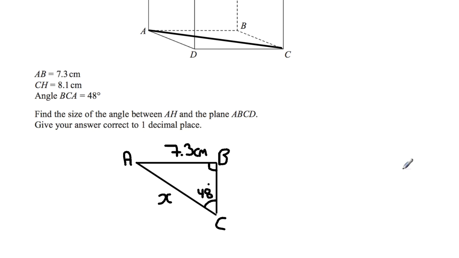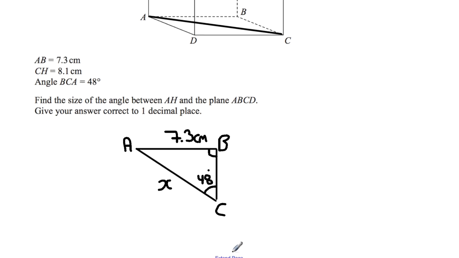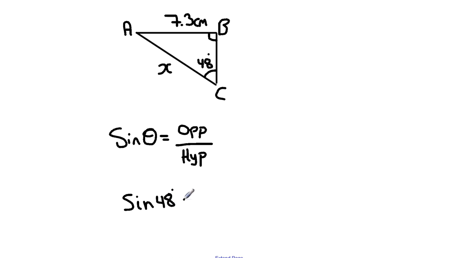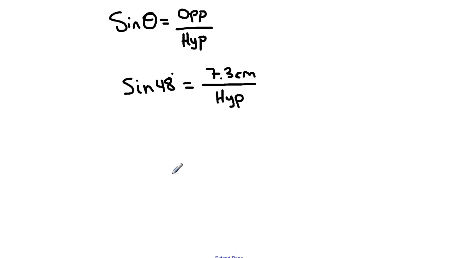Therefore, we're going to be using the sine equation because we have the opposite and we need to find the hypotenuse. So sine theta is equal to opposite divided by hypotenuse. Now we're given the angle, which is 48 degrees. Equals the opposite, which is 7.3 centimeters, divided by the hypotenuse. Now I'm going to rearrange the equation to make the hypotenuse the subject.